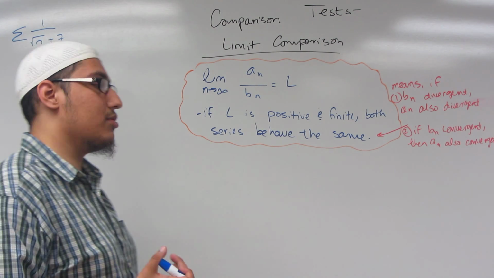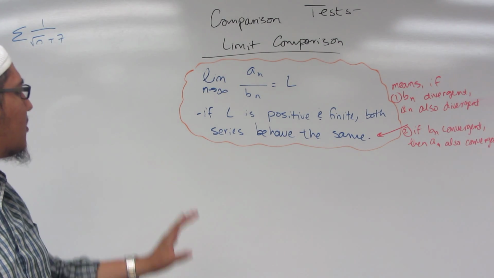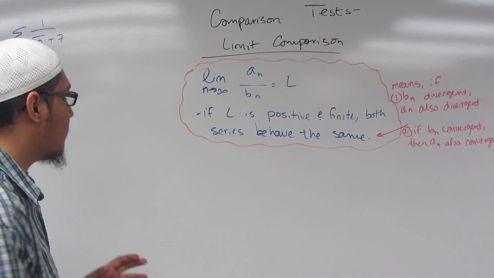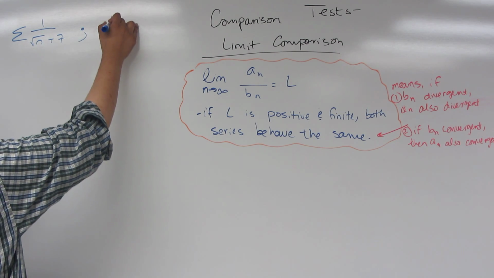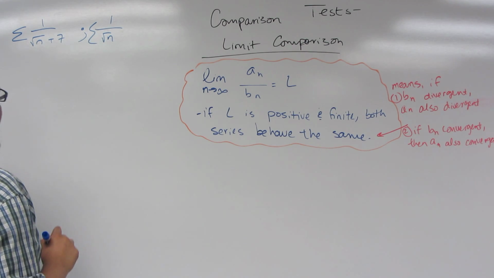The next test that we can use is the direct comparison test. But let's just step aside from the direct comparison and go straight to the limit comparison test. So what can we compare this series to? Let's compare this to sigma 1 over the square root of n. Why the square root of n?